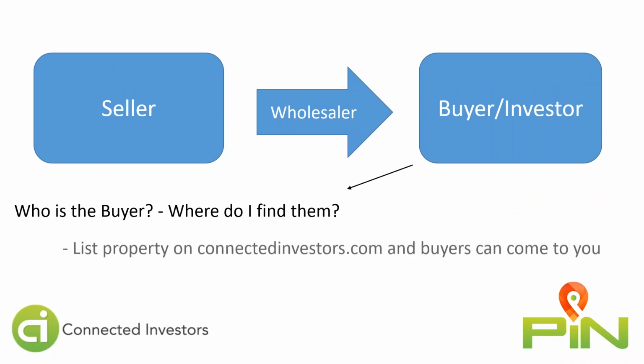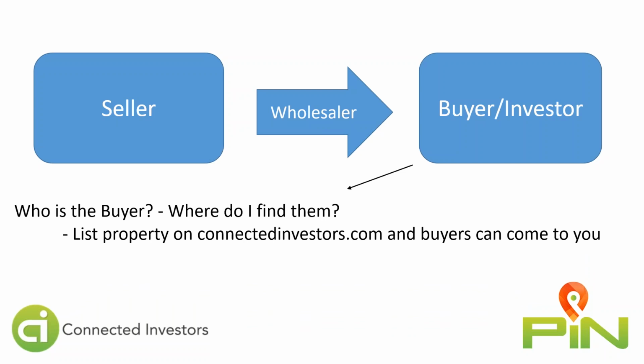Well, a couple ways you can find them. Number one is you can list your property on connectedinvestors.com, and the buyers come to you. Once you have your property under contract, you list it as the contract holder in the marketplace on connectedinvestors.com, and we blast that out to all of the members that follow that area, and so they contact you to make an offer on the property. So we do that for you.